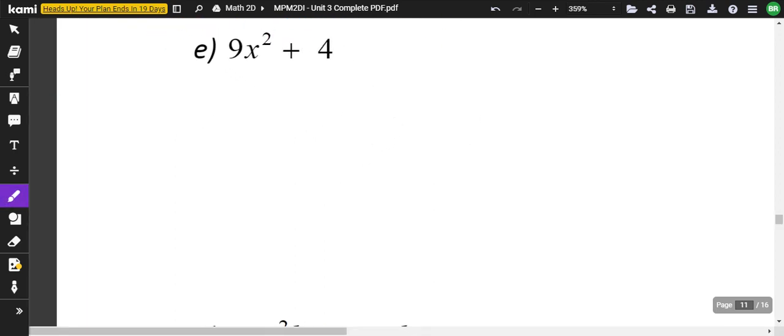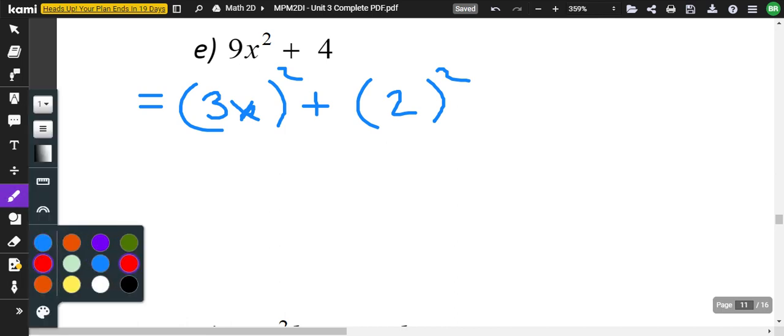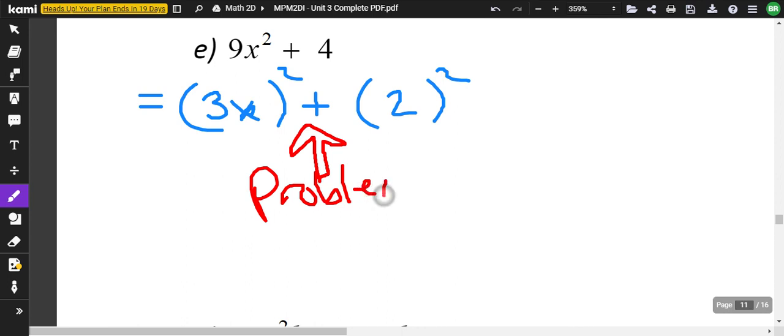E. Now, well, difference of squares factoring. 9x squared is 3x quantity squared. 4 is the 2 squared. Oh, see a problem? I see a problem. That's a problem. The problem is there is no such thing as a sum of squares. This is a difference of squares.